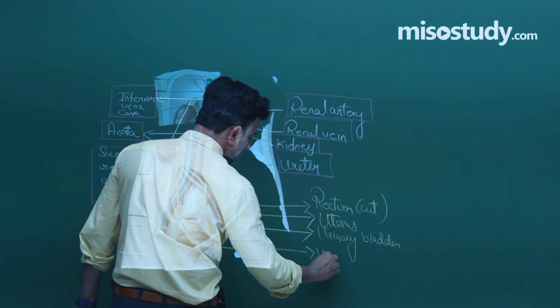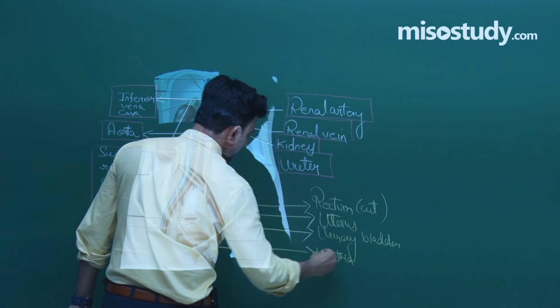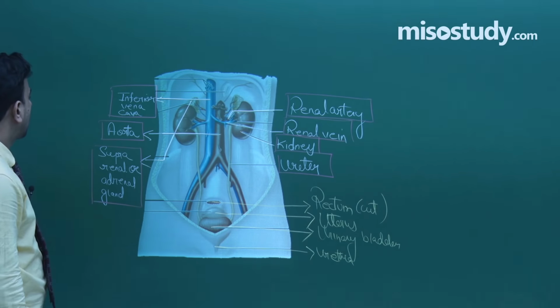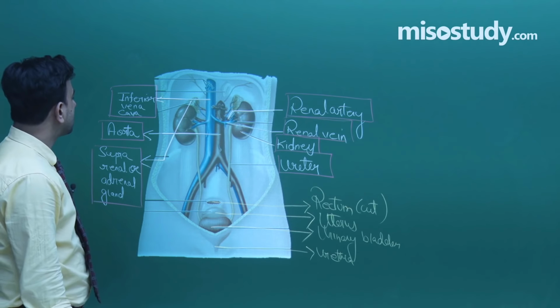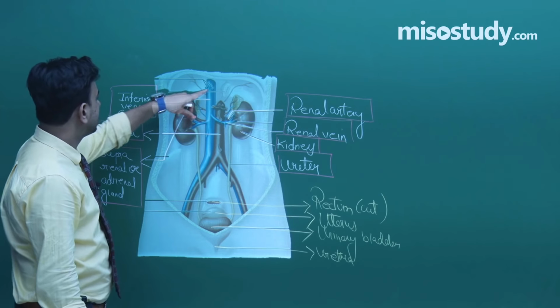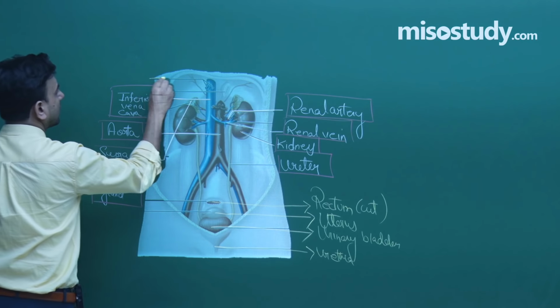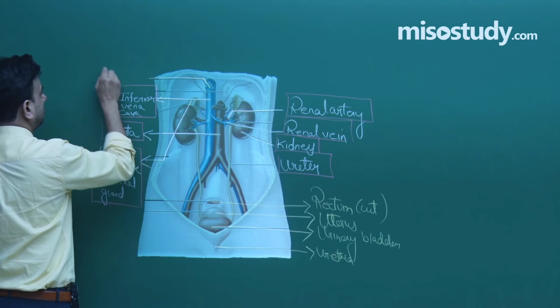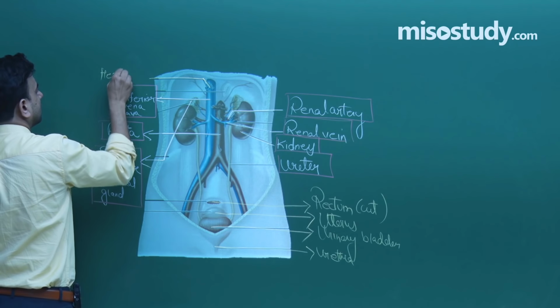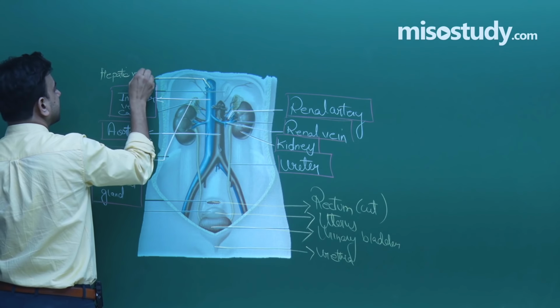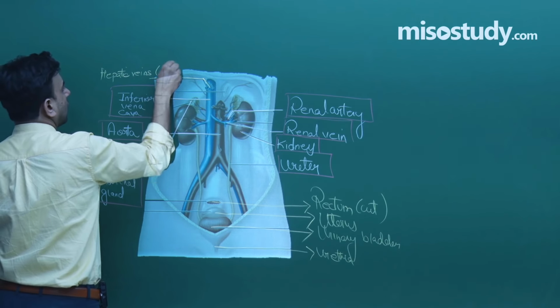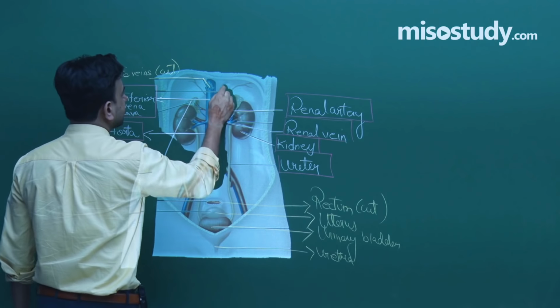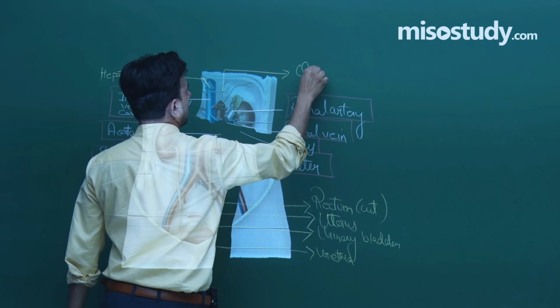The urethra. Have we mentioned every important structure over here? Yes, these are the hepatic veins. If you want to write, you can write this. I mean, since not very important, but yes, this will tell us the relationship. And this is the cut esophagus.